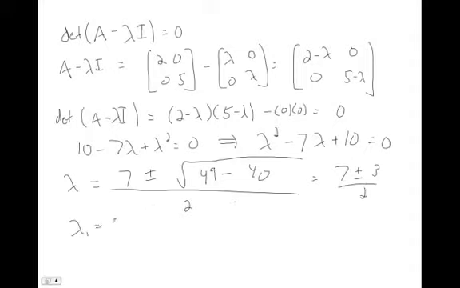Lambda 1, let's call that 7 plus 3 is 10, over 2 is 5, and lambda 2, 7 minus 3 is 4, divided by 2 is 2. So we get the same eigenvalues that we got by inspection before, but this routine is more rigorous, and you could repeat it. So one eigenvalue is 2, and one eigenvalue is 5. So how do we find the eigenvectors in general associated with these matrices?